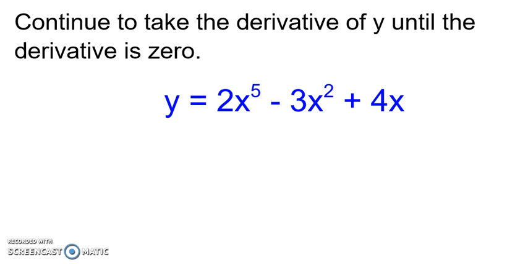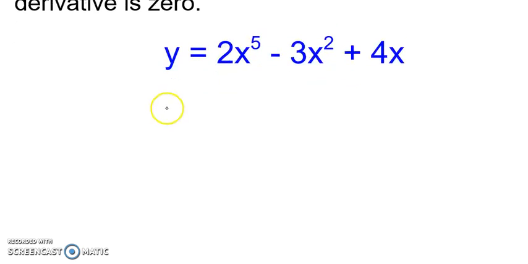Alright, so let's continue to take the derivative of this function until the derivative is 0. And hopefully, let's think about this. How many times do you think we might have to do that? Why does it make sense? Okay, so again, in your head, think about how many times you might have to take the derivative of this until you get to 0. We absolutely can test that theory.